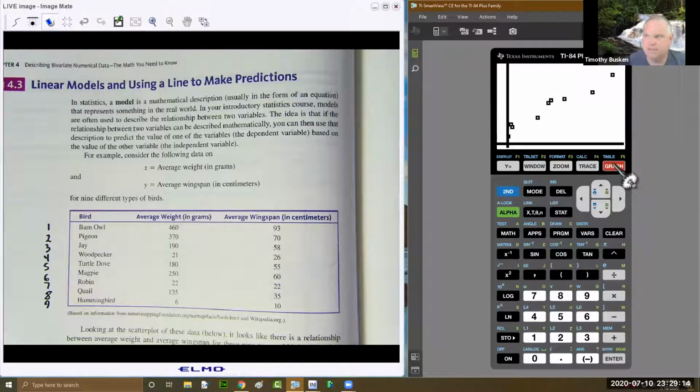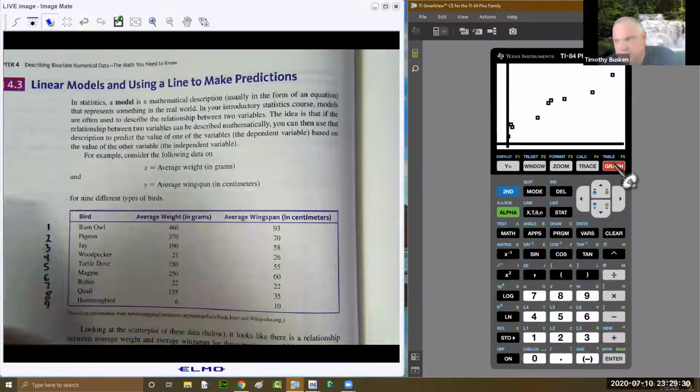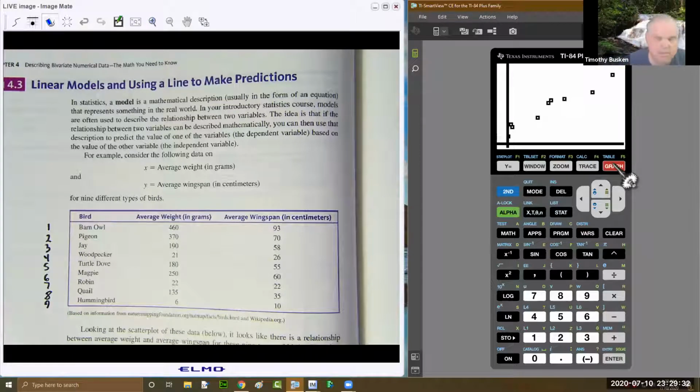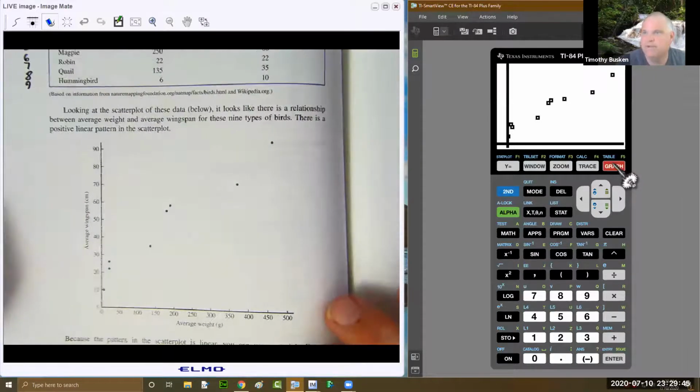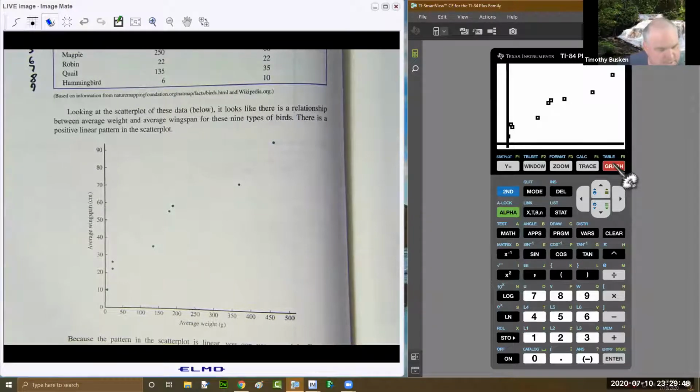So you can see that it looks like there's a positive linear trend, or a strong positive linear correlation between X and Y. And it looks like it's a linear relationship, so it might be good to use a linear model to describe the data set, or describe the relationship between the two variables. So we've got that scatter plot. Okay, it looks like there's a relationship, and it's a positive linear relationship.